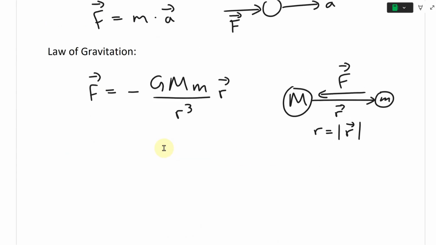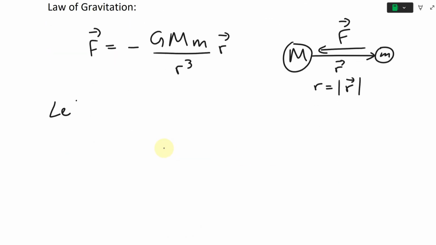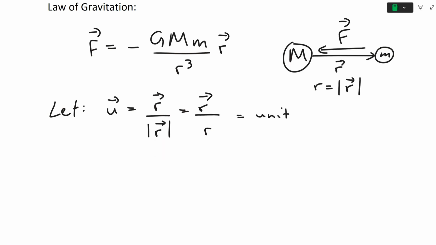And now what I'm going to do is let u be a position vector in the direction there. So this equals the r vector divided by the absolute value of r, or the length of r, and that just equals r over r, lowercase r. And this is basically a unit vector.